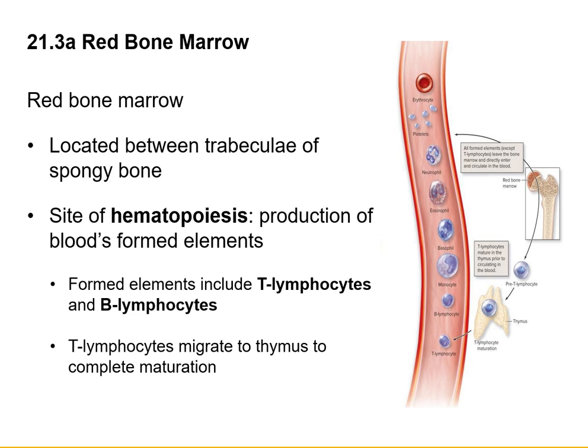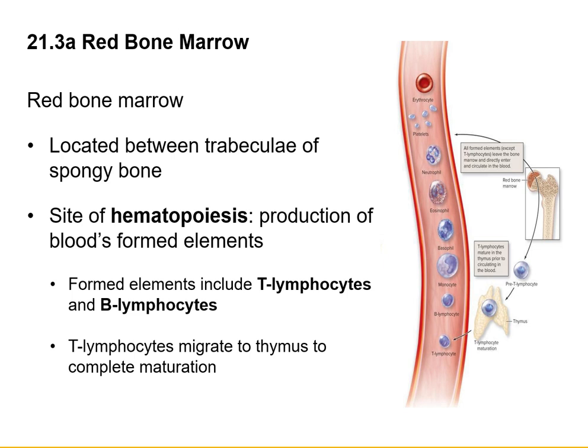First is red bone marrow. You've talked about it previously, whenever you do skeleton and whatnot. This is contrasted with yellow bone marrow. You find this in the trabecula of spongy bones. Again, you can also find it in the epiphyses, and you can find it in certain flat bones, things like that.